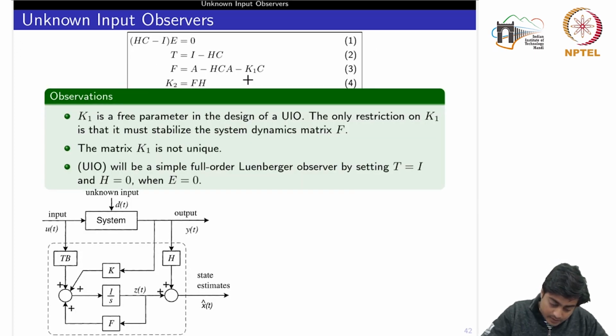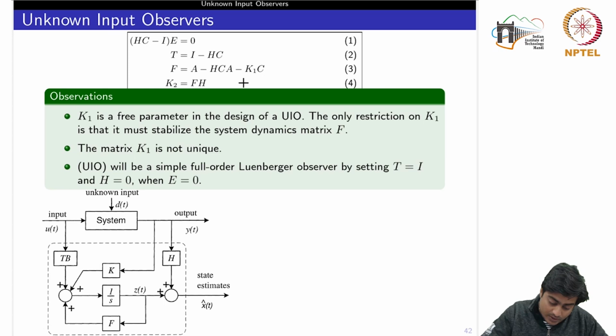Okay, so these four equations, which are the key equations for designing the UIO, here you would notice that we have not used K1 and K2 for any purpose. So basically K1 is a free parameter which ensures the Hurwitzness of this F matrix. So this matrix K1 possibly won't be unique.